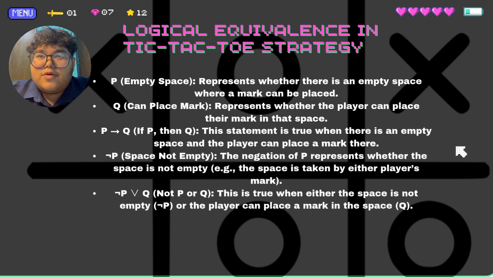P implies Q. If P then Q, this statement is true when there is an empty space and the player can place a mark there. Not P, space is not empty. The negation of P represents whether the space is not empty. For example, the space is taken by either player's mark. So for not P or Q, this is true when either the space is not empty or the player can place a mark in the space.